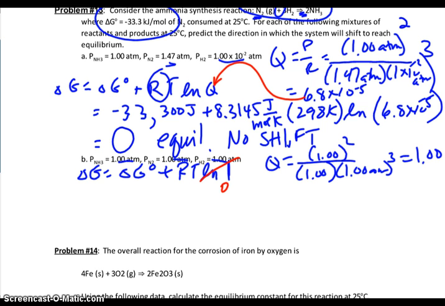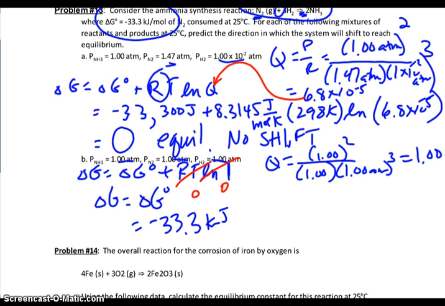So what's R times T times 0? 0. So now what am I equal to? Delta G is equal to delta G naught. It's not at equilibrium, so it's not equal to 0. It's equal to delta G naught, and that works out pretty nicely because that's equal to negative 33.3 kilojoules.